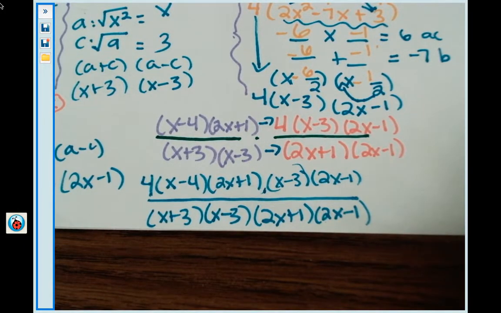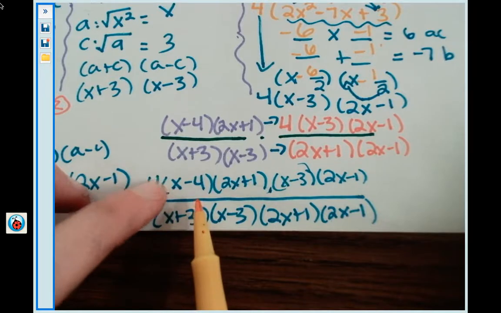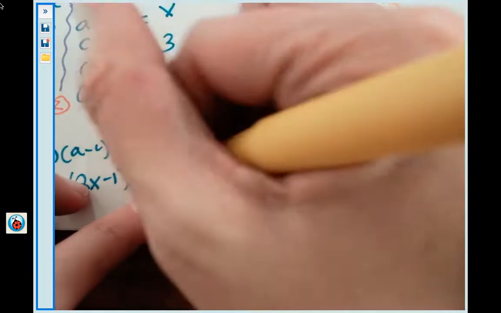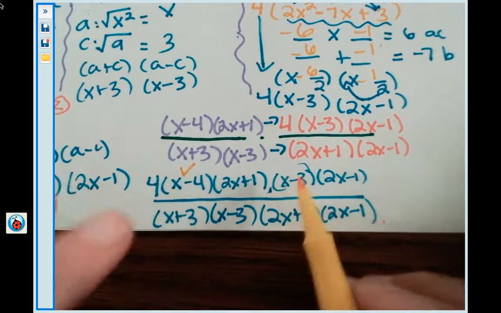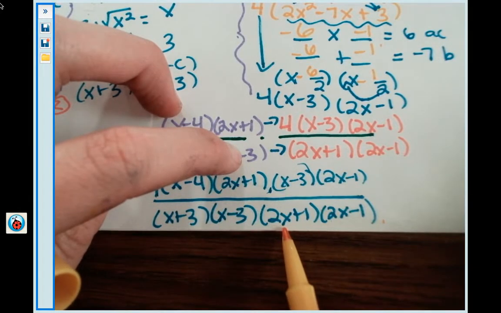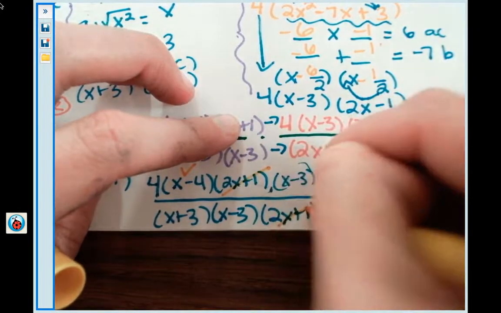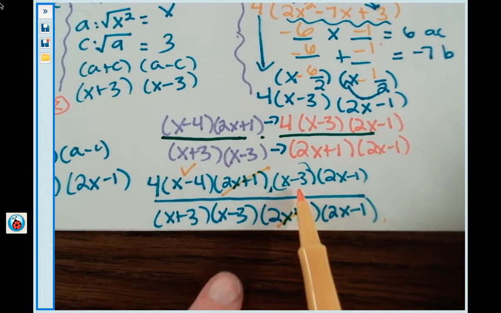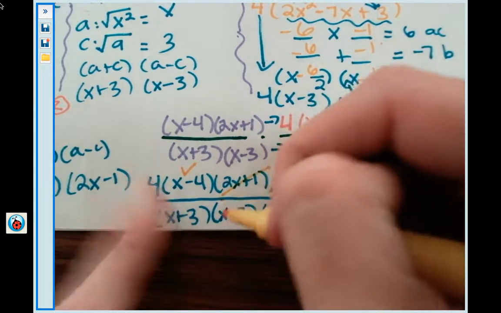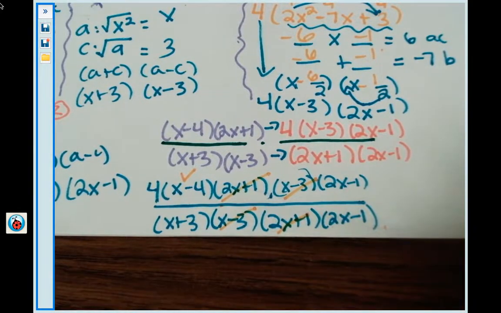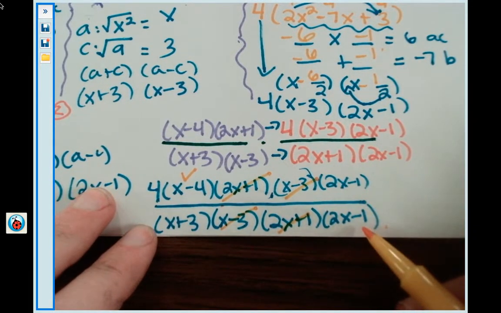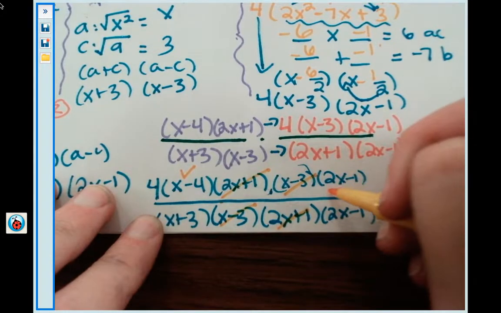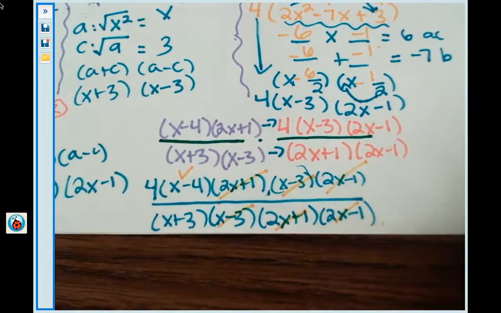So let's see what's going to cancel out. So let's see here, I have an x minus 4 here. No x minus 4 is here, so that's going to stay. Okay, I have a 2x plus 1 here and a 2x plus 1 here. Holy hot dog, it's going to get crossed out. Okay, we have an x minus 3 here, and I see one there. Look at that. Bam, bam. Okay, I have a 2x minus 1 here and a 2x minus 1 here. Holy hot dog, you guys.